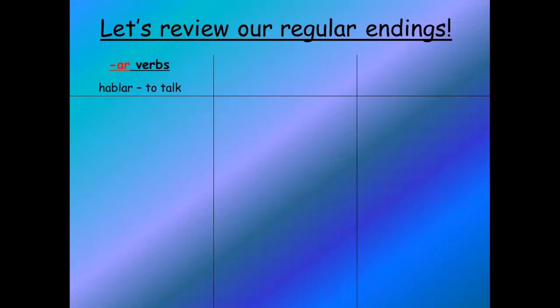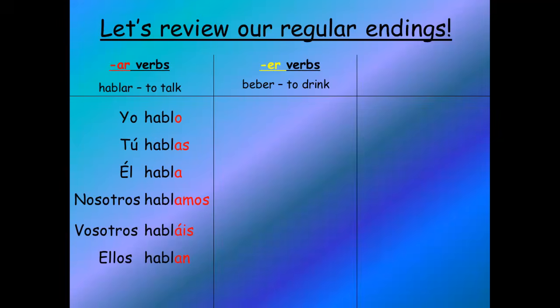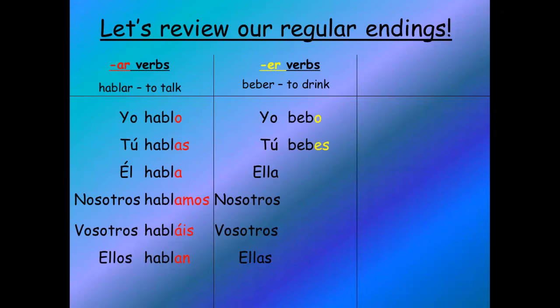So for AR verbs, we'll take the verb hablar. They become hablo, hablas, habla, hablamos, habláis, and hablan. So if you remember the chant, it's o, as, a, amos, áis, an. If you do ER verbs, you have the verb beber, which is to drink. So you have bebo, bebes, bebe, bebemos, bebéis, and beben. So instead of A's, they have E's because they're ERs.